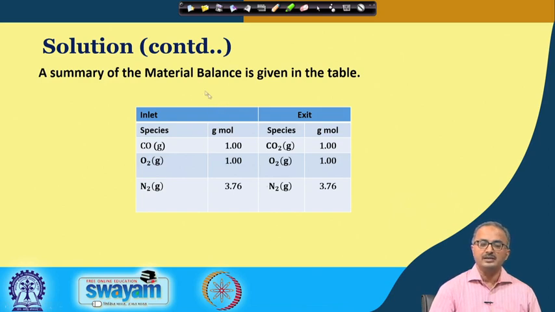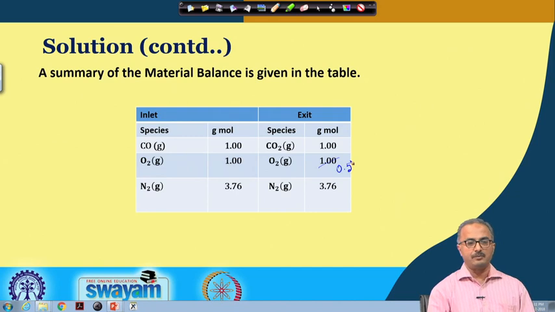Now we write the material balances: these are the gram moles of carbon monoxide, oxygen and nitrogen, and these are the various species at the outlet. And now from stoichiometry we can know how much carbon dioxide, how much oxygen and nitrogen are going to be produced. One more thing: in the exit we have 0.5 gram mole of oxygen, because another 0.5 gram mole has reacted with carbon monoxide.